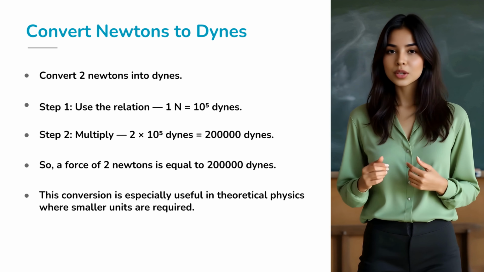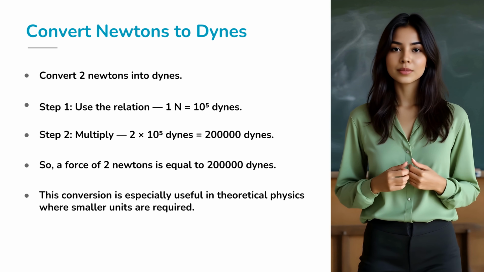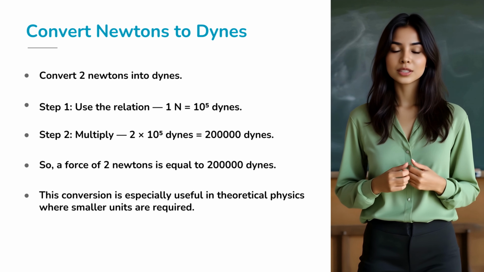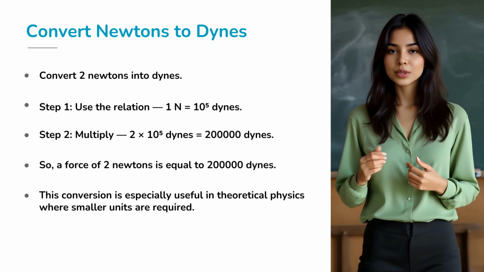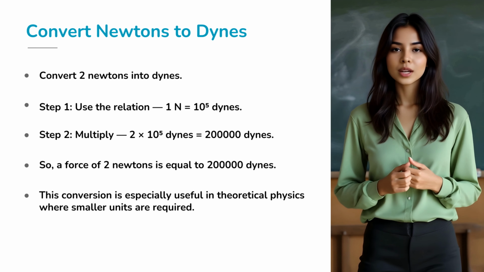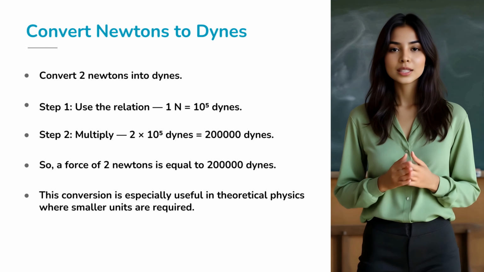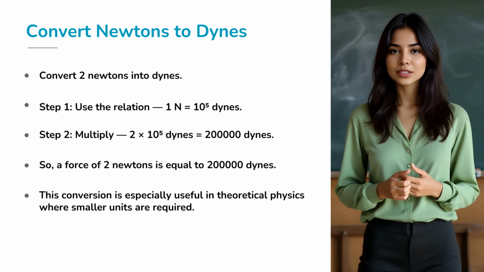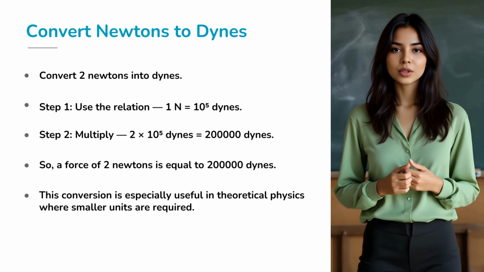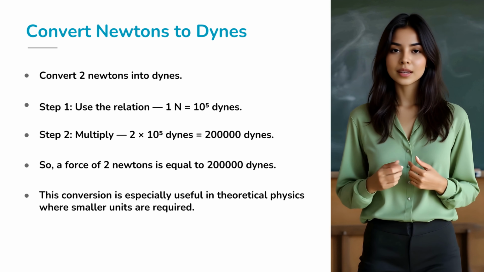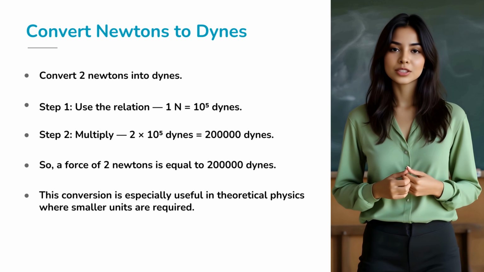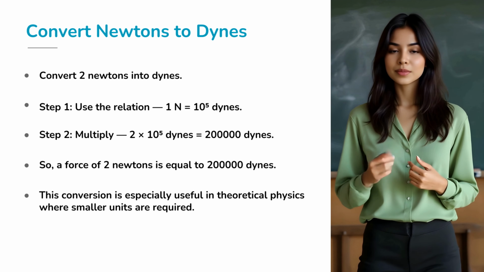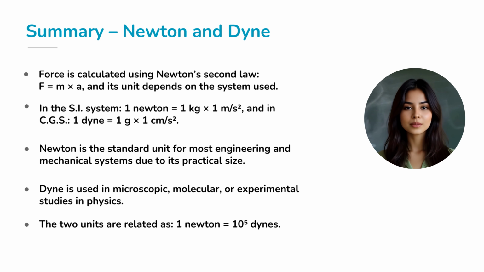Suppose you want to convert 2 newtons into dynes. We already know that 1 Newton is equal to 100,000 dynes. So 2 newtons would be equal to 2 multiplied by 100,000, which gives 2 lakh dynes. That is, 2 newtons equals 2 lakh dynes. This kind of conversion is very useful in physics, especially when switching between systems of measurement during experiments or data analysis. Let's recap what we've learned.